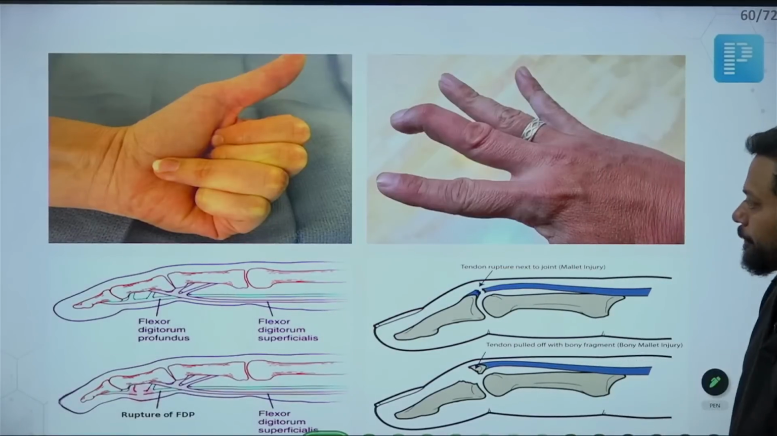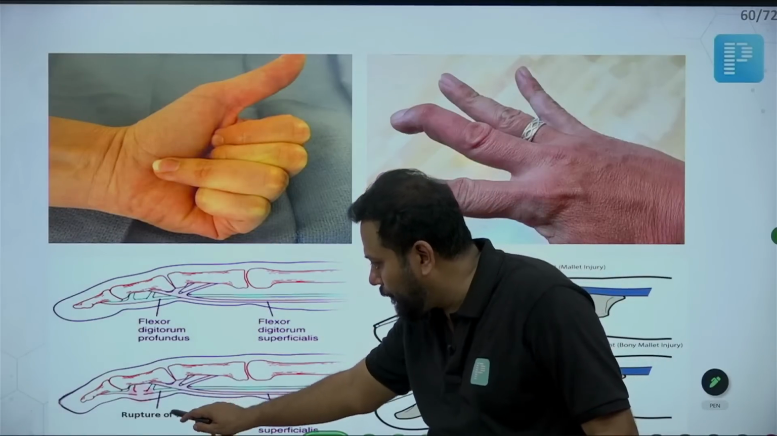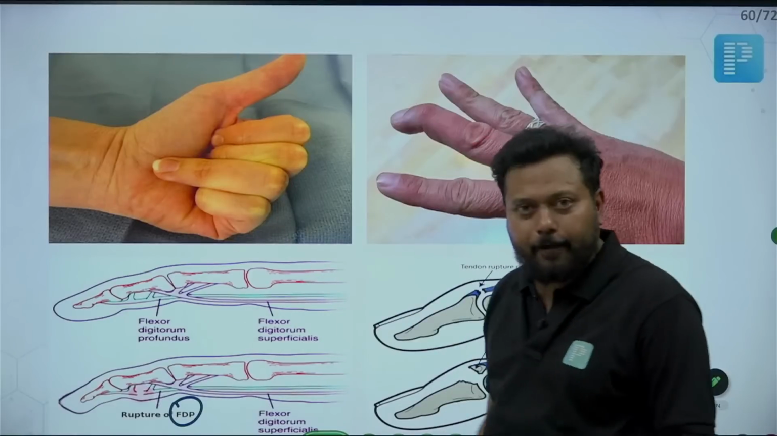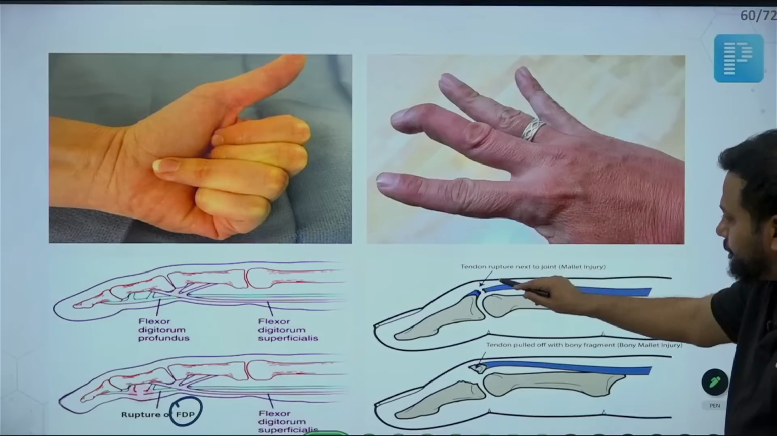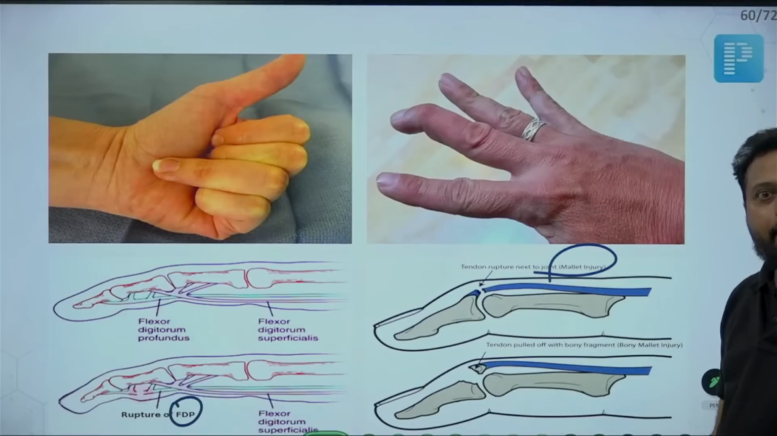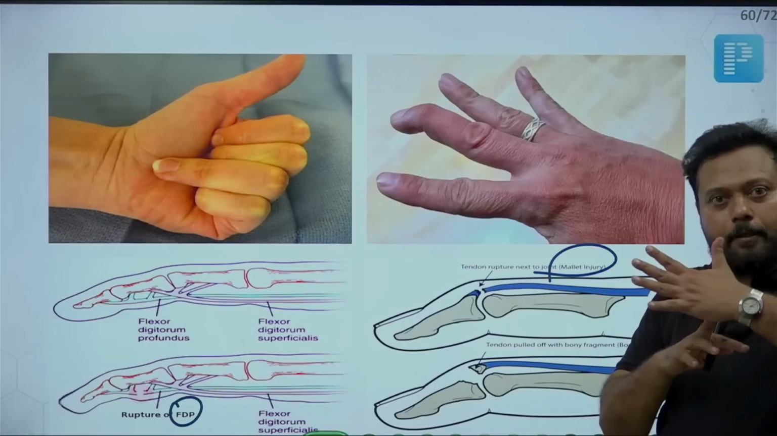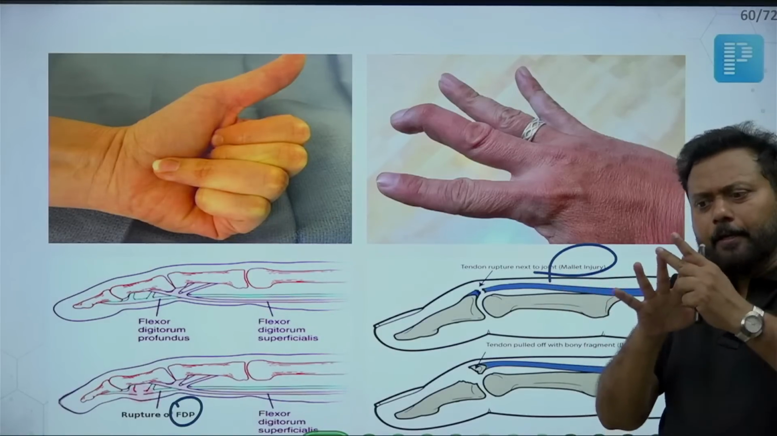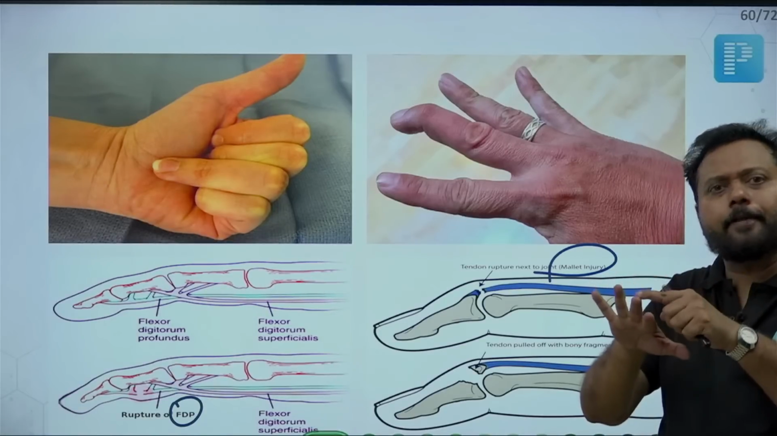In jersey finger there is rupture of the tendon of flexor digitorum profundus, so rupture of the flexor tendon causes jersey finger. Exactly opposite, rupture of the extensor tendon of the terminal phalanx causes mallet finger. Mallet finger happens in baseball players. When a ball comes unexpectedly while the finger is stiffly extended and hits it, forceful flexion of the terminal phalanx causes rupture of the extensor tendon.